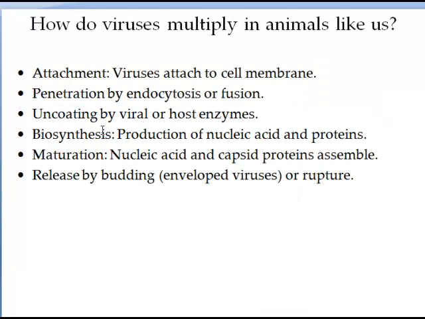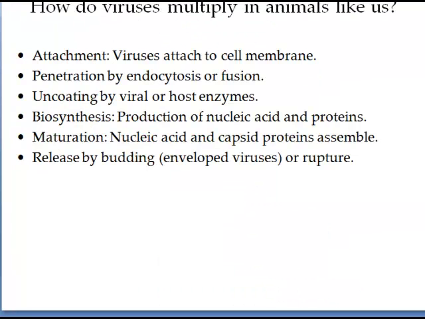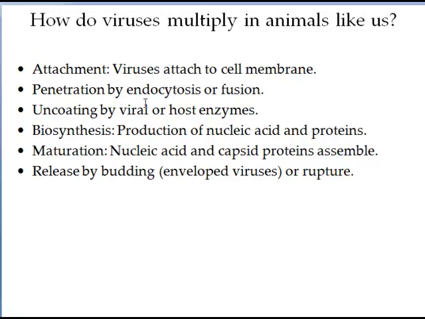So how do viruses multiply in animals like us? Here are the same terms that we did before. We have attachment, penetration, uncoating by the viral or the host enzyme, biosynthesis, that is the production of the nucleic acids, maturation, and eventually release of the virus. So this is pretty much a repeat of the slide that we did earlier.